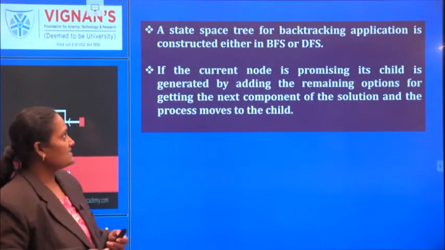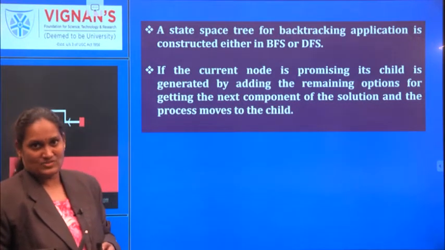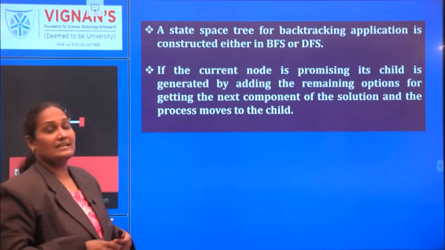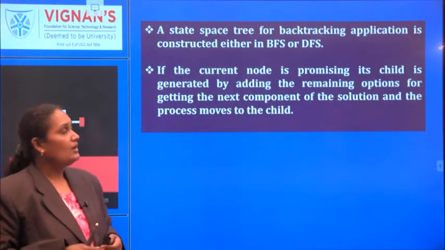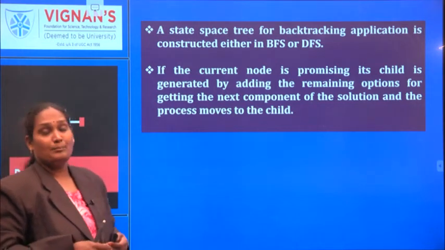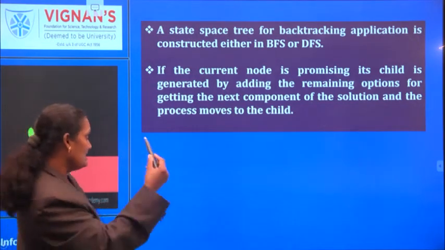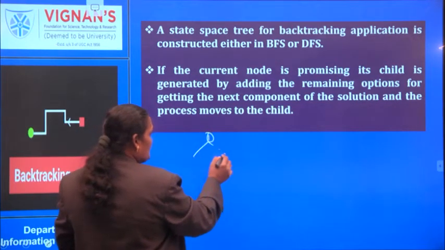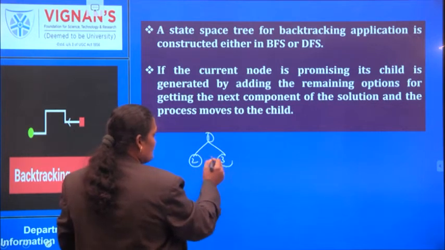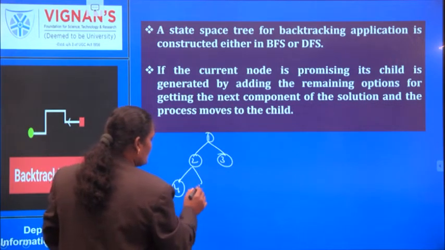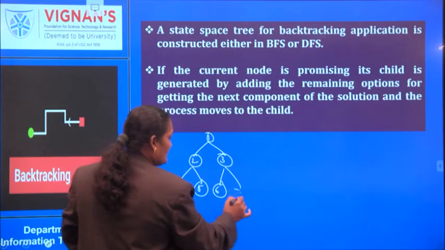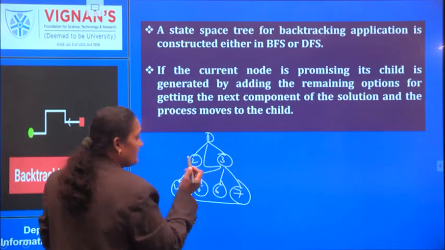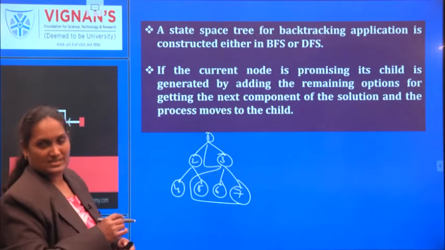Next one, state space tree. How to construct a state space tree? A state space tree for a backtracking application can be constructed either in BFS or in DFS. What is BFS? BFS is breadth first search. That is breadth-wise construction. That is, we construct first this one. From here, we construct these two nodes. From there, we construct these nodes like this. If you move breadthwise, this is called breadth first search.